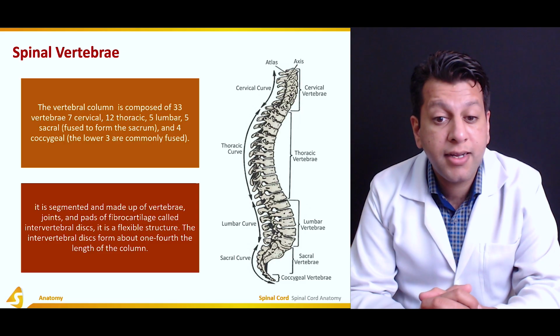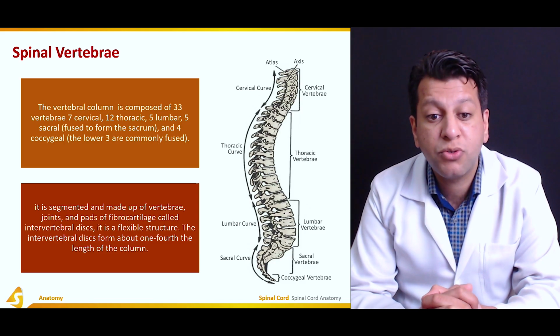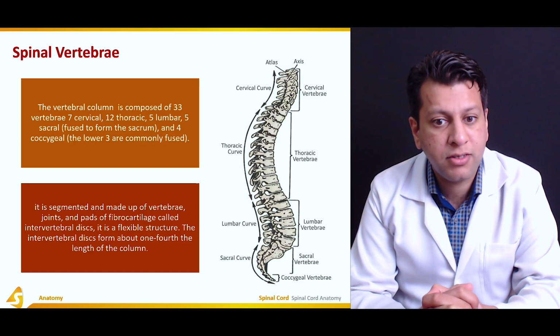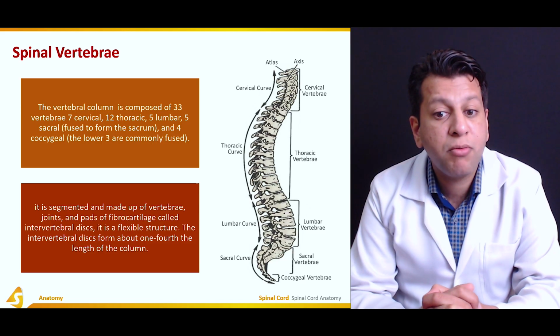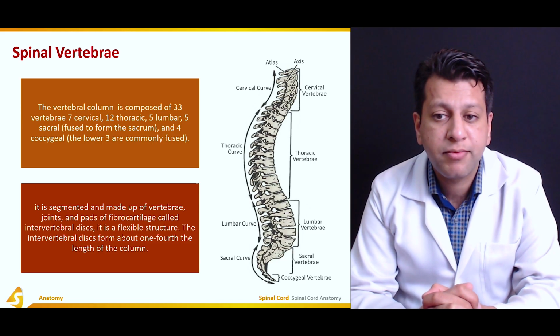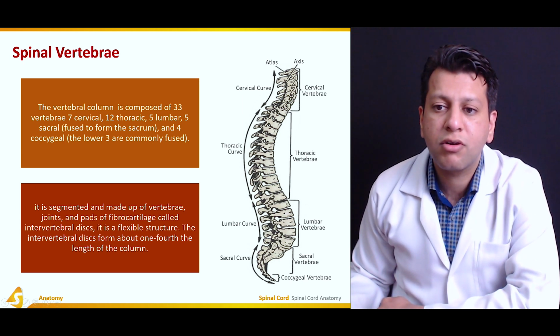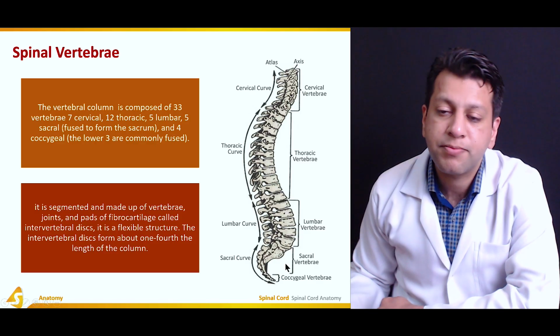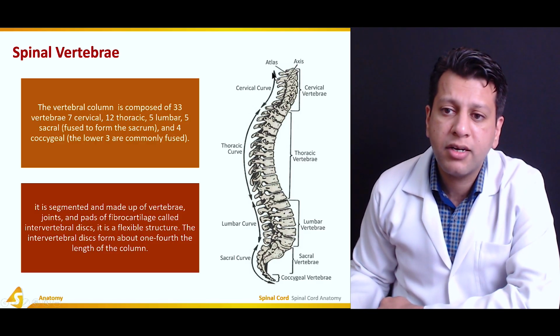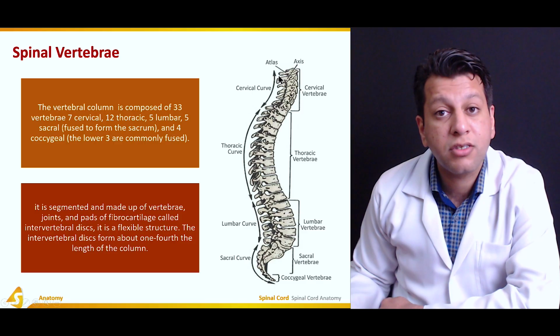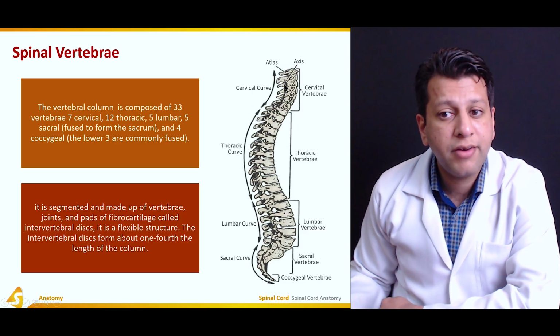It is segmented and made up of vertebral joints and pads of fibrocartilage called the intervertebral discs. It is a flexible structure. The intervertebral discs form about 1/4 of the length of the column. On the right side, you can appreciate a typical vertebral column. If you see over here, it starts with the atlas. Atlas is the first cervical vertebra. Then the second cervical vertebra is the axis.